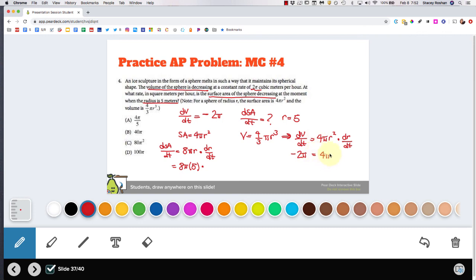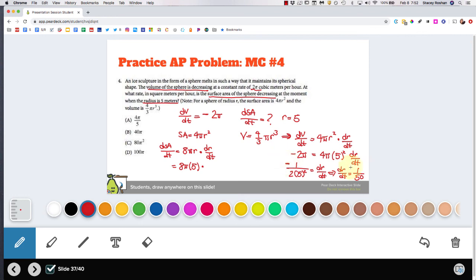equals 4 pi, our radius is 5 squared. Oh, look, we're going to be able to solve for dr dt and then use it. Magic. Then the 2 pi divided by the 4 pi is going to give us a 2 on the bottom. And we also have this 5 squared on the bottom. And that's going to be our dr dt. In other words, dr dt is 1 over 2 times 25, which is 50.